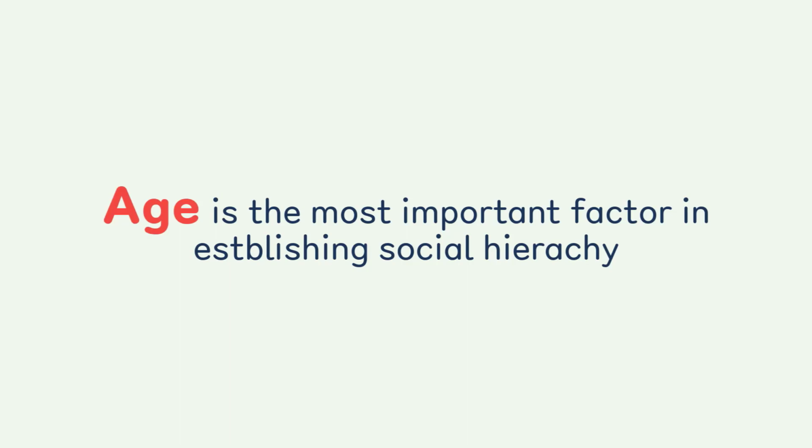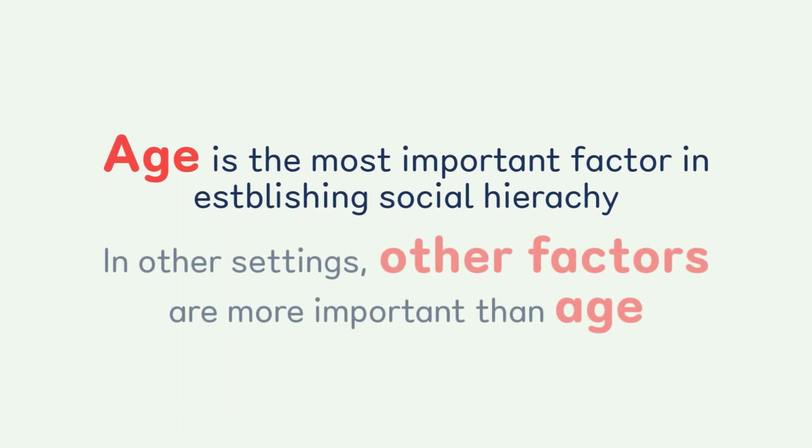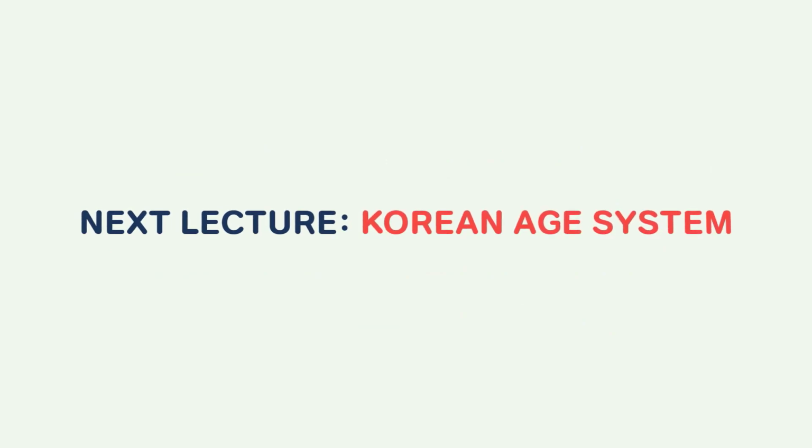Now, age is the single most important factor, largely because it's one common denominator among all of us. But as we will find out, in certain settings, such as workplace, one's position or role within that setting is more important than age. Now, we will explain how hierarchy is established in different settings, but before we do that, in the next lecture, we'll take a look at how age is calculated in Korea and how it's used to establish social hierarchy.